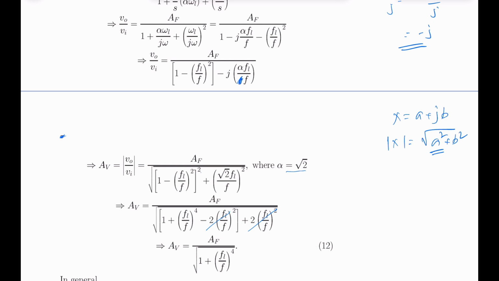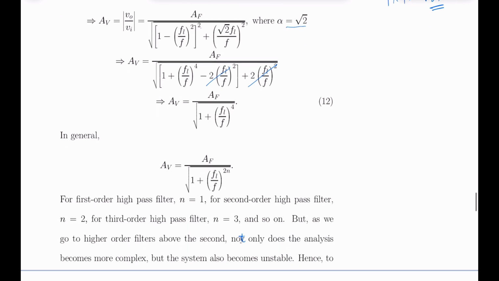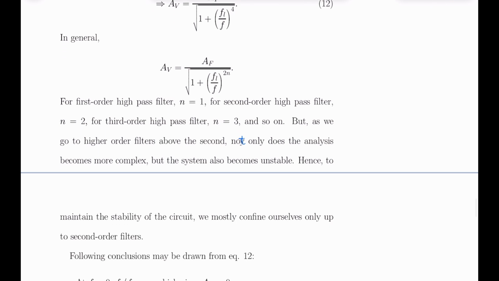to the power 4. In general, AV is equal to AF upon 1 plus Fl upon F to the power 2n. For first order high pass filter, n equal to 1. For the second order high pass filter, n equal to 2. And for the third order high pass filter, n equal to 3, and so on. But as we go to higher order filters above the second, not only does the analysis become more complex, but the system also becomes unstable. Hence, to maintain the stability of the circuit, we mostly confine ourselves only up to second order filters.